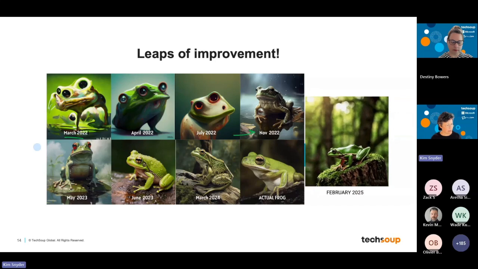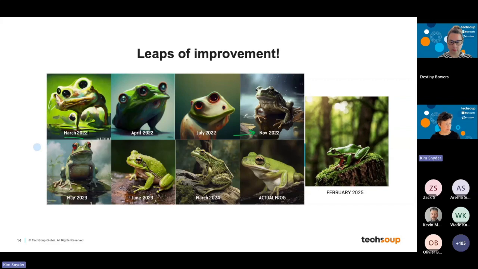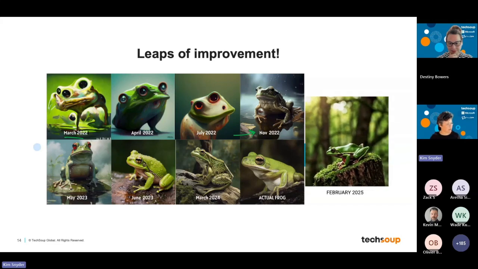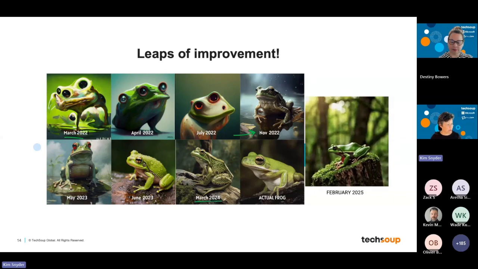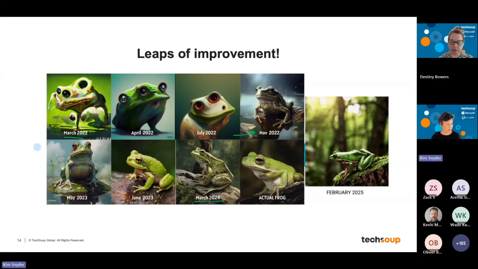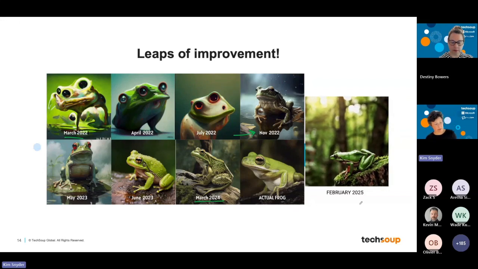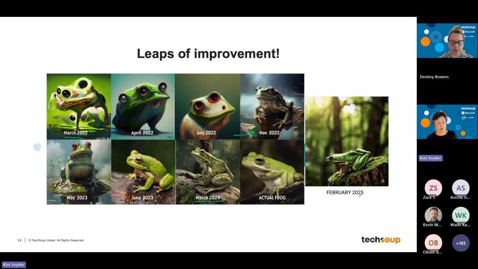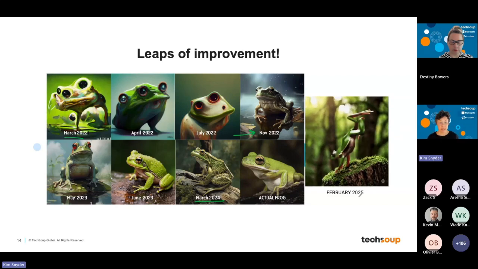November, man, something happened between July and November, and all of a sudden that's a frog, no question about it, right? And then it just keeps kind of improving, where, in March 2024, you could arguably say the generated frog looks more frog-like than the actual one. And then in February of this year, now I can make the frog jump.